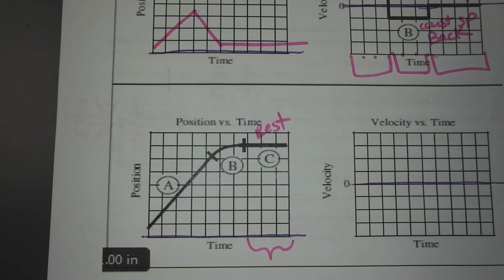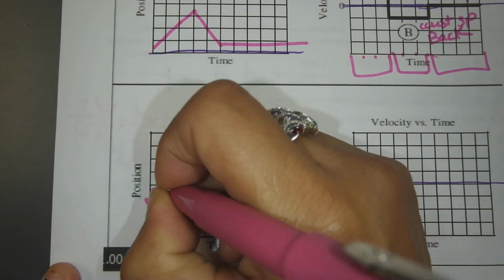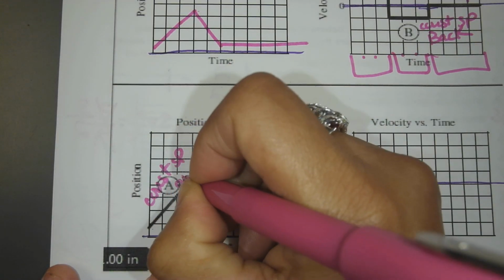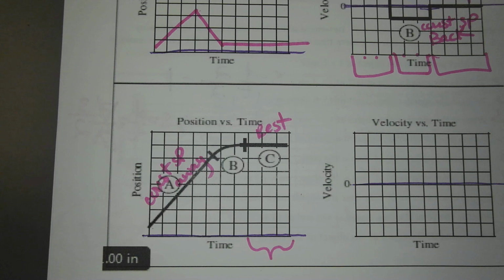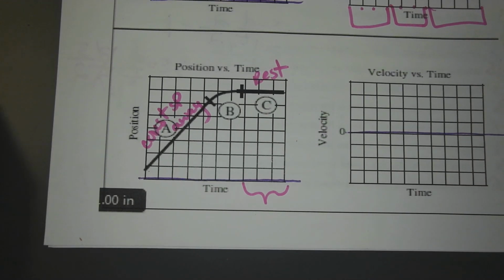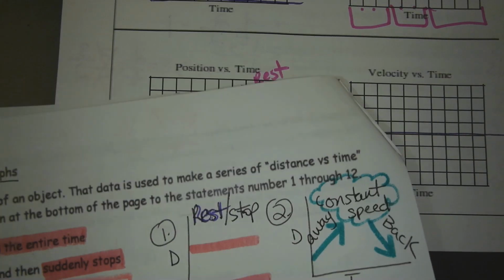Then we can look and analyze the next super easy one, which is constant speed away from the origin. But then there's that curve. Remember, you can have curves on DTs, but you cannot have curves on VTs. Okay. Just in case we're not sure, this curve right here, does it look like this?